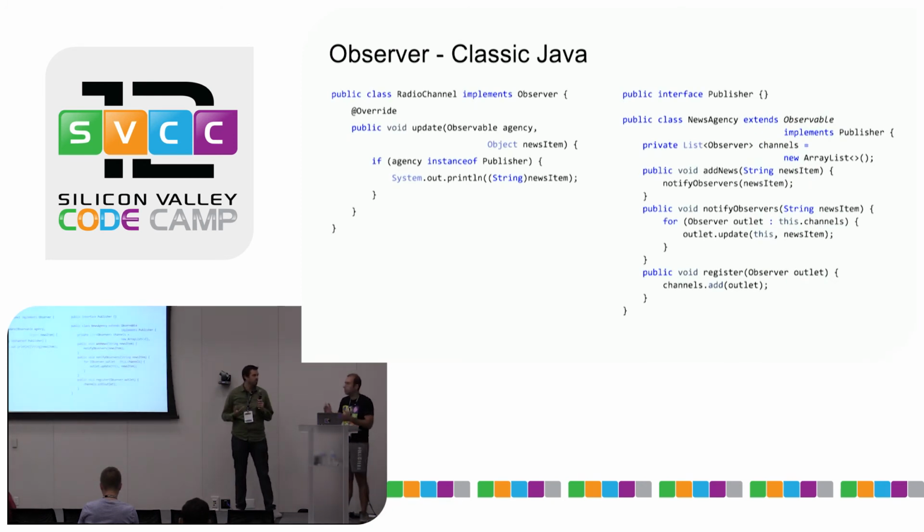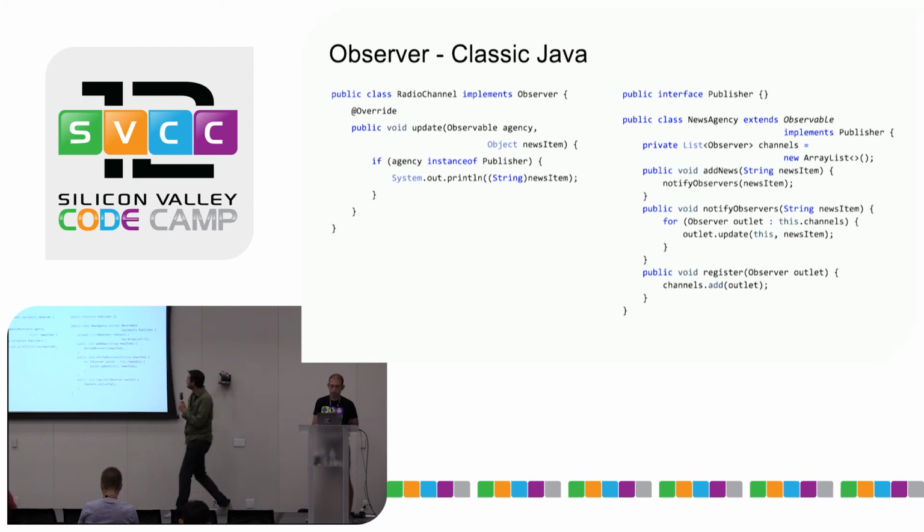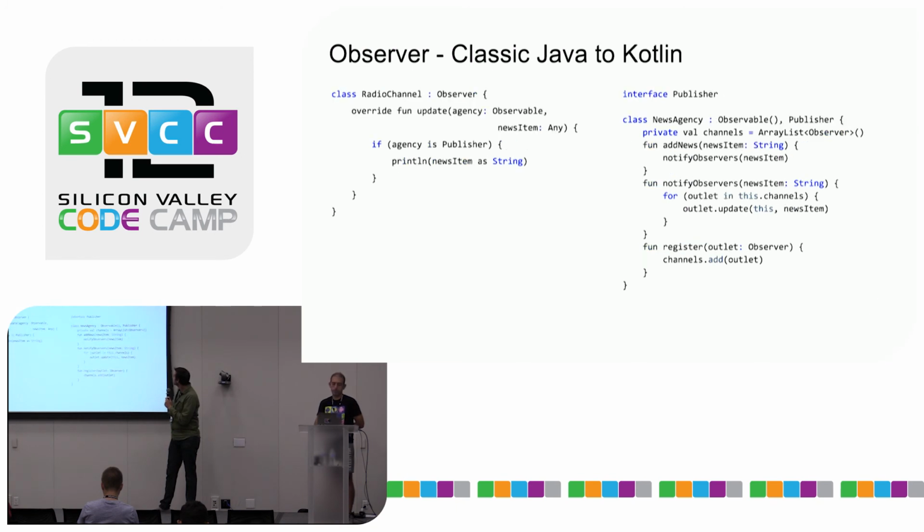So this is the typical Java example. Here we're actually just using the Java Observer. You've got the Observer, and the Observable is the thing that you're watching. When you add something, you notify the observers, and the dot update will update the thing and call back to your observer. Wow, much less code. Yeah, this one's a little bit better.